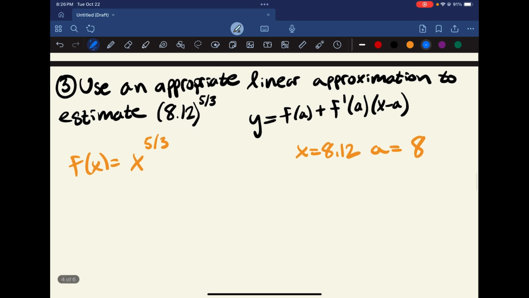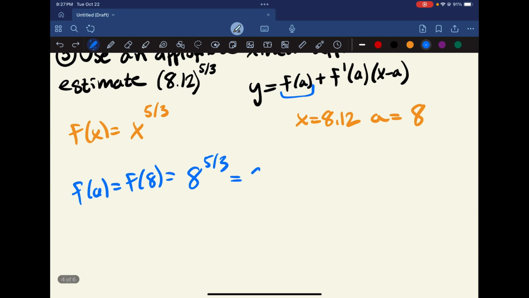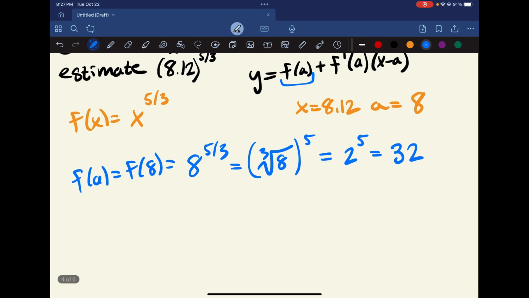Okay, so then now f of a, we just take our f of x and we plug a into it. So we said our a was 8, so f of 8 equals 8 to the 5/3 power. Remember if we have a fractional exponent, we can start with the denominator as the root. So 8 to the 5/3 is the same thing as cube root of 8 to the 5th power. Cube root of 8 is 2 and then 2 to the 5th power is 32. So f of a is going to be 32.